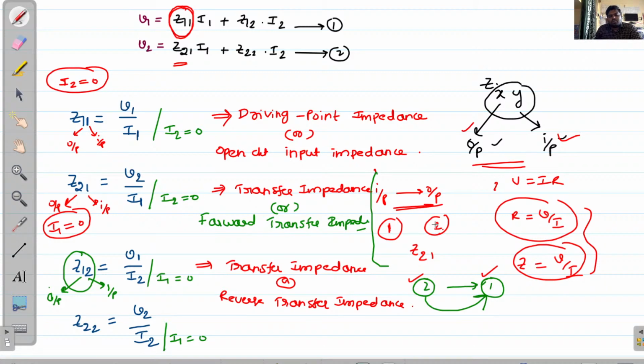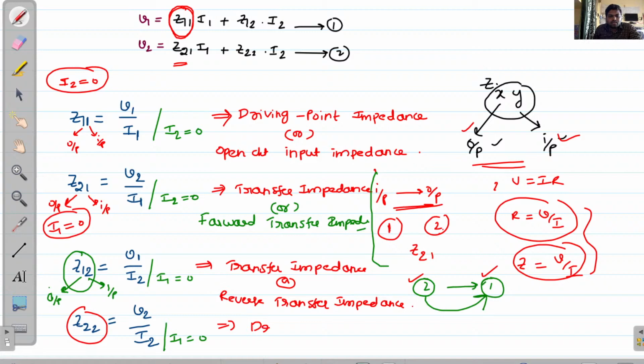So if you consider port 2 as input or output, that is a different aspect, but what direction you can move, that is important. 1 to 2 is forward, 2 to 1 is reverse, right? So this is the third parameter. When it comes to the fourth parameter, Z22, it is similar to Z11. Why? Because I'm calculating V2 at the output port, and I'm calculating I2 also at the input port. That's why this is completely related to port 2 related impedance.